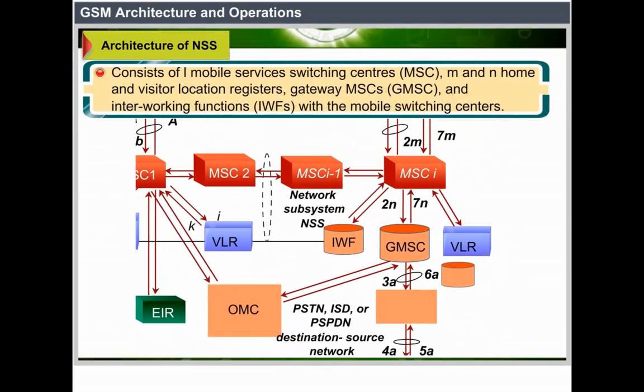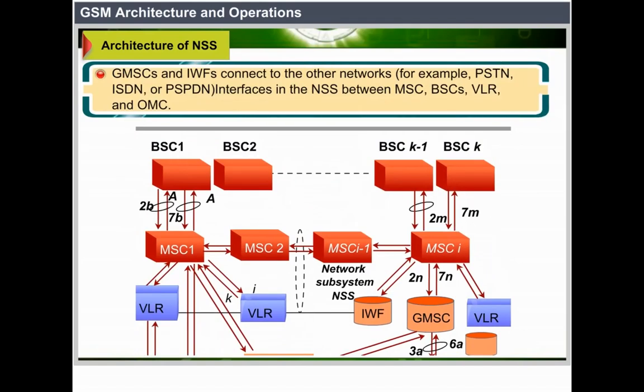It consists of Mobile Services Switching Centers MSC, M and N Home and Visitor Location Registers, Gateway MSCs GMSC and Interworking Functions IWFs with the Mobile Switching Centers. GMSCs and IWFs connect to the other network, for example PSTN, ISDN or PSPDN. Interfaces in the NSS between MSC, BSCs, VLR and OMC.